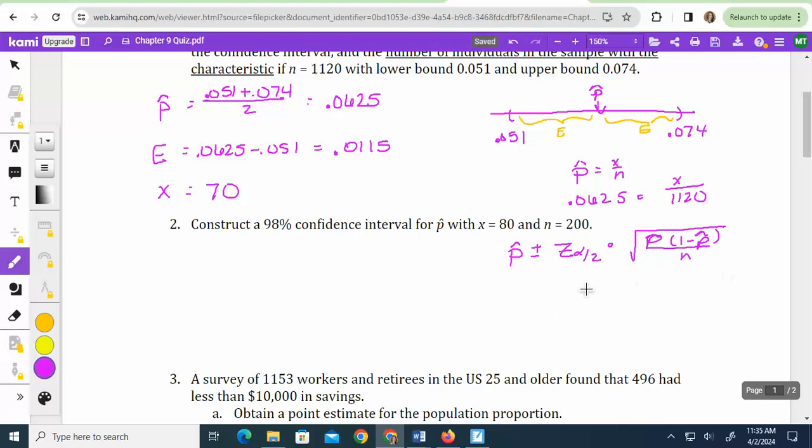So we can do it by hand, we can do it on the calculator. Let's do this one by hand for practice. We need the p-hat. How do we get that? Eighty out of 200 reduces to 0.4.